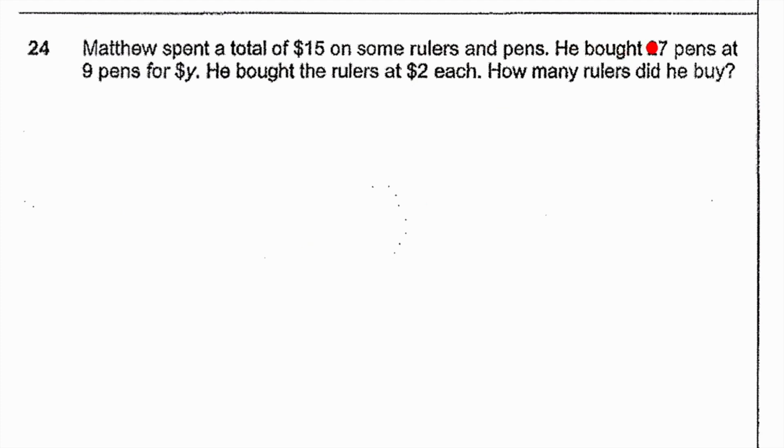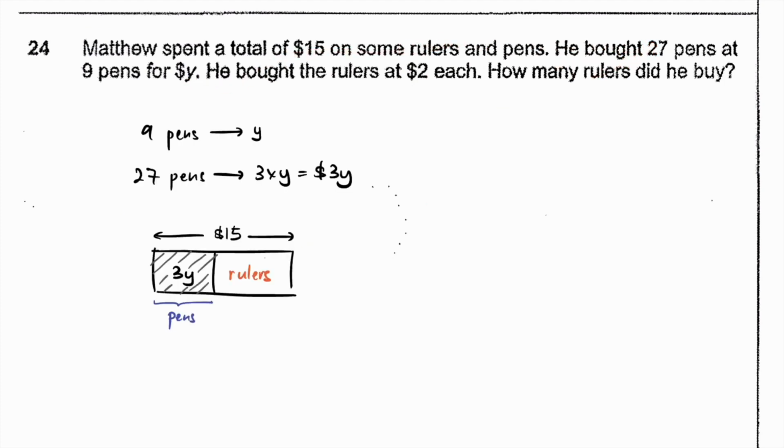He bought 27 pens at 9 pence for Y dollars. Now we can form an equation for 9 pence for Y dollars. He bought 27, so from 9 to 27, you multiply by 3. So on the dollar side, that's 3Y dollars. And the total spent is $15.